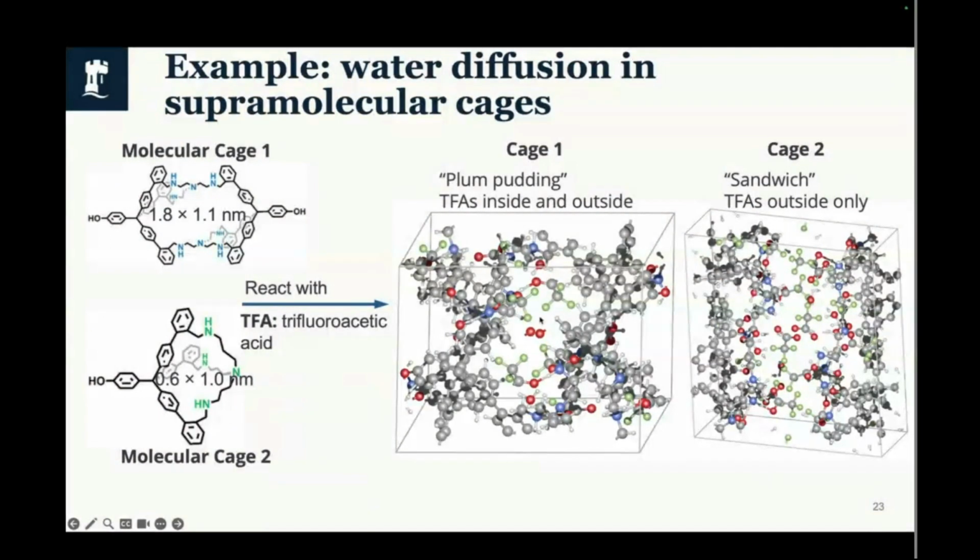And there are also water molecules inside the cage and supramolecular cage that are moving. So we'd like to know what the difference of the diffusion coefficient is, for example, and also, if there is a diffusion coefficient difference, why they're different.